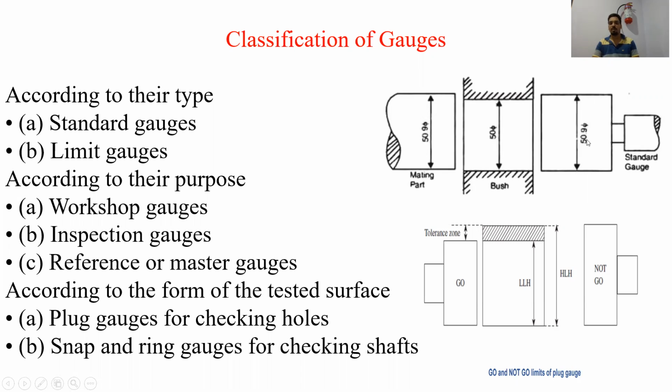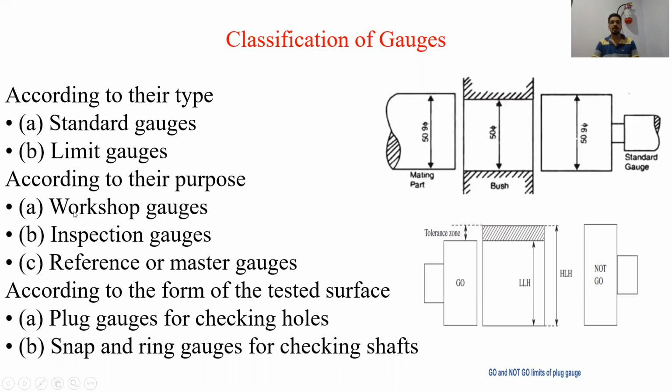So what is a standard gauge? A standard gauge is the exact model of the part which is to be mated with the bush. So it is the ideal condition, because each gauge or each member has to be provided with a tolerance. It is not possible that this mating part is exactly equal to that standard gauge, so this one is the ideal one. Next is the limit gauge. A limit gauge is the gauge that will check whether your component is within the limits or not.